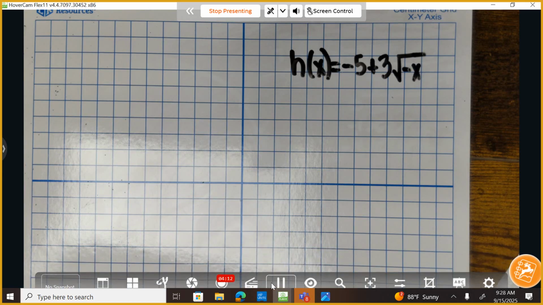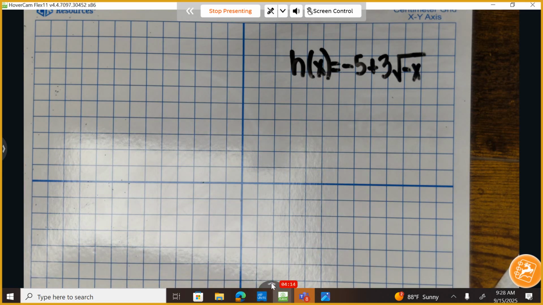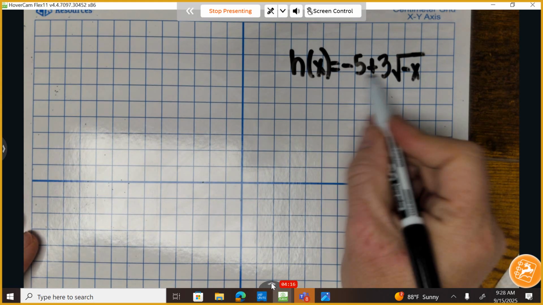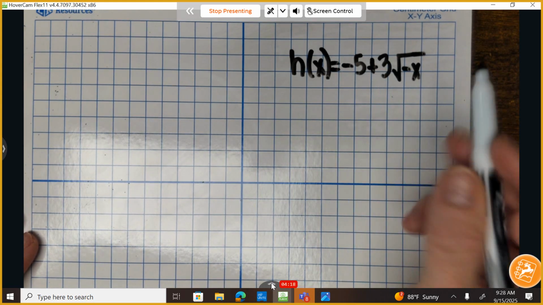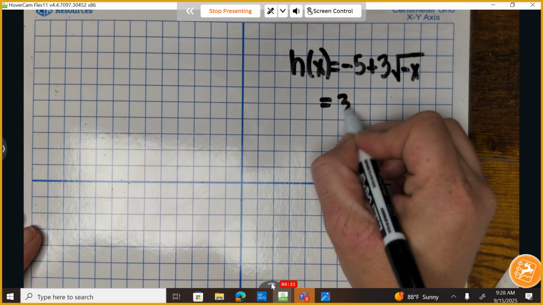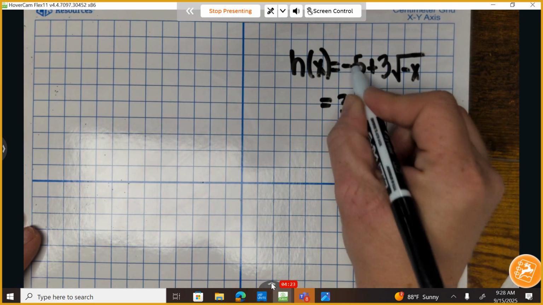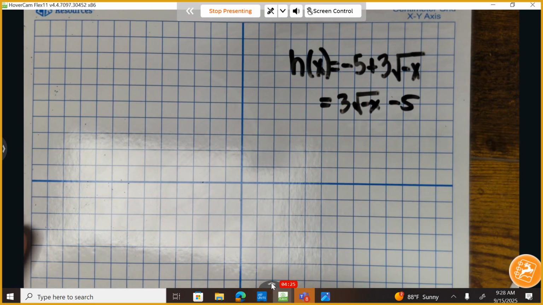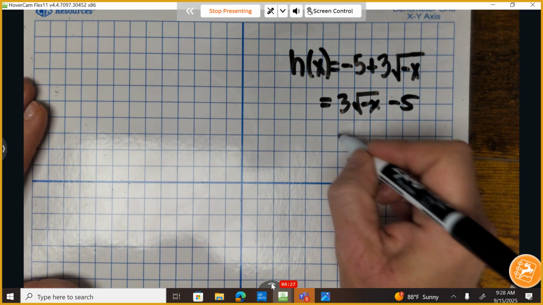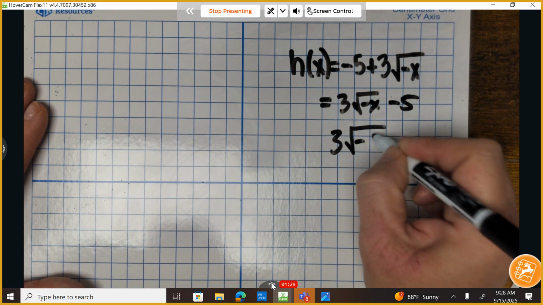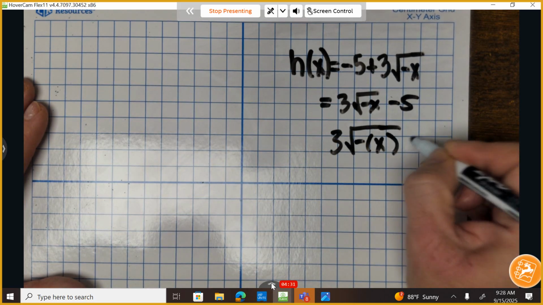Why do students struggle with this? Because they're so eager to combine like terms. They say, well, can't I combine these? Doesn't this give me a -2? No, that's not allowed. We're going to rewrite this like this. So I'm going to put that -5 back. Now, also recognize I need to factor out that negative sign.